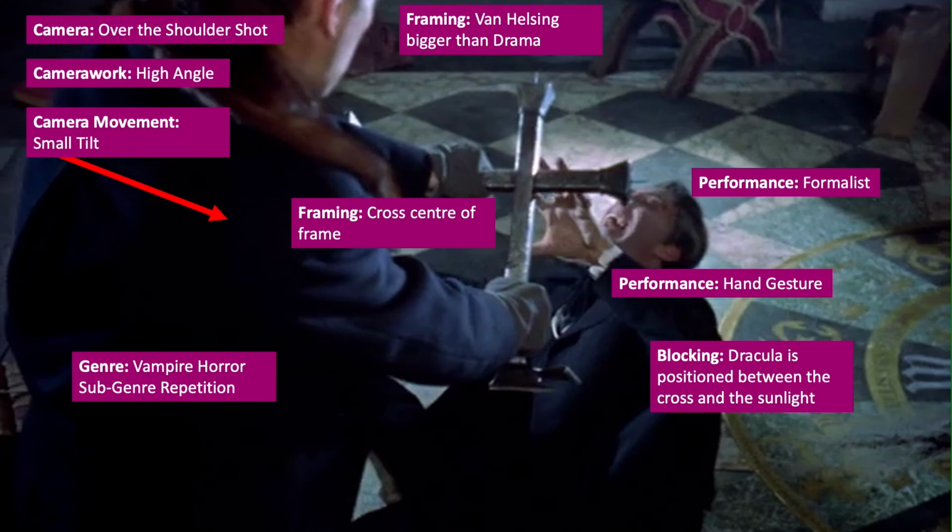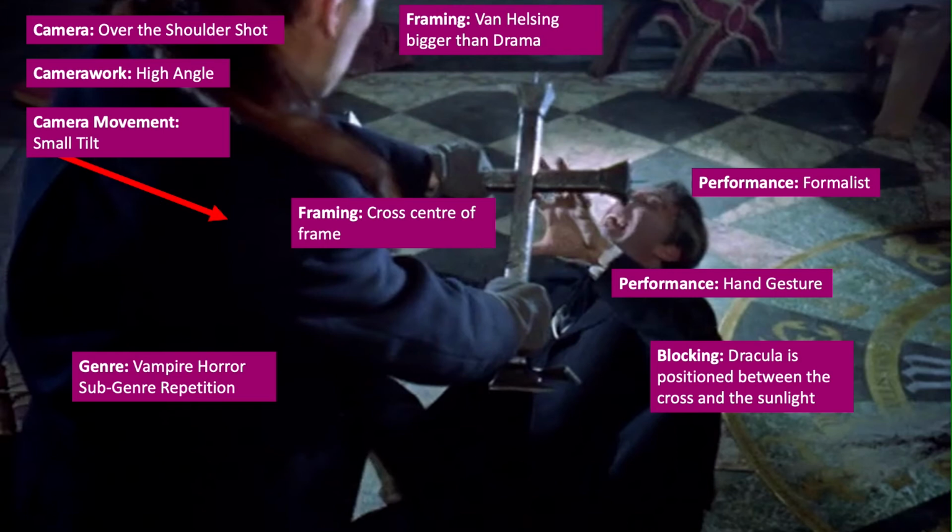So we can see that Van Helsing obviously now has the upper hand over Dracula. This is a high-angle shot just to show how weak Dracula is now. In terms of camera movement, there is a small tilt with the camera moving down slightly, just to show that the power of the cross is now going down on Dracula, that he's been defeated. The cross is centre of the frame to show how important a prop that is in terms of defeating Dracula.